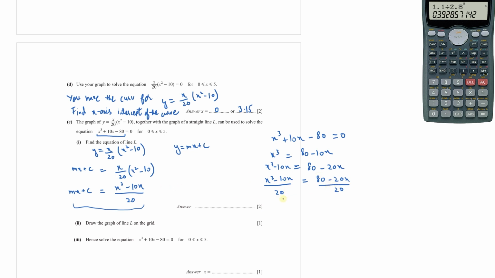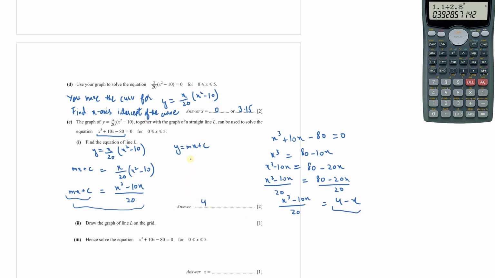So if I divide by 20, I will get x cubed minus 10x over 20 as it is, and then 80 divided by 20 is 4, 20 divided by 20 is 1, so 4 minus x. So my m value is minus 1 and the c value is 4. So the equation of line L will be this 4 minus x.